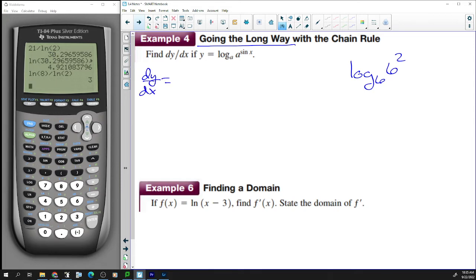So dy dx is equal to, the derivative of the log is 1 over a to the sine of x times the natural log of a. So there's the derivative of the log. Then on the inside of that, you have an exponential. The derivative of exponential is a to the sine of x times the natural log of a. And then finally, the derivative of sine is cosine. There we go. I don't recommend doing it that way, but you could, and you get the same answer. You get the derivative of sine.